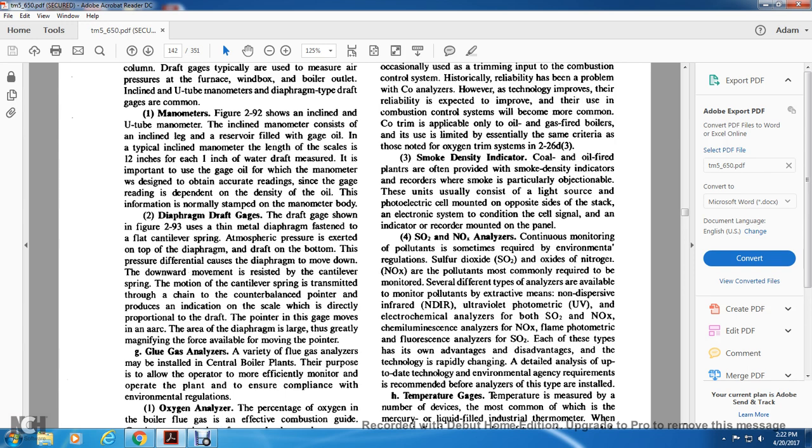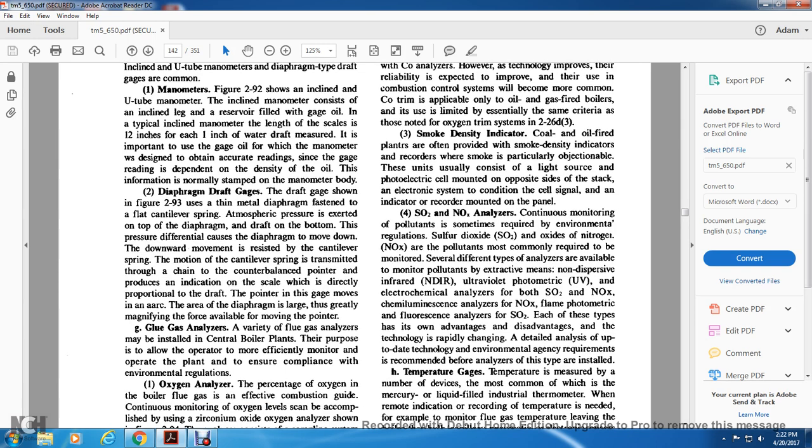Chemiluminescence analyzer for nitrous oxide, and flame photometric and fluorescence analyzers for sulfur dioxide. Each type has its own advantages and disadvantages. Technology is changing rapidly, so detailed analysis of up-to-date technology and environmental agency requirements is needed for the type of analyzer to be installed.